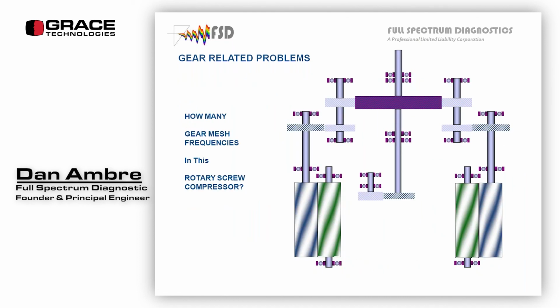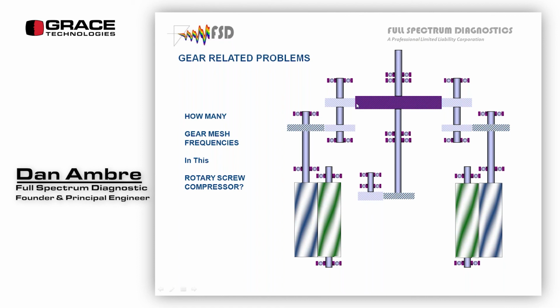Now, let's get crazy. How many gear mesh frequencies are in this rotary screw compressor? These are lobes. These are the rotary lobes, and there's a male and female, and they are not gears. These are gears in here. So how many gear meshes do I have? You're going to say, well, there's a gear set here. There's 1 and 2 and 3 and 4, right? But what about this guy?